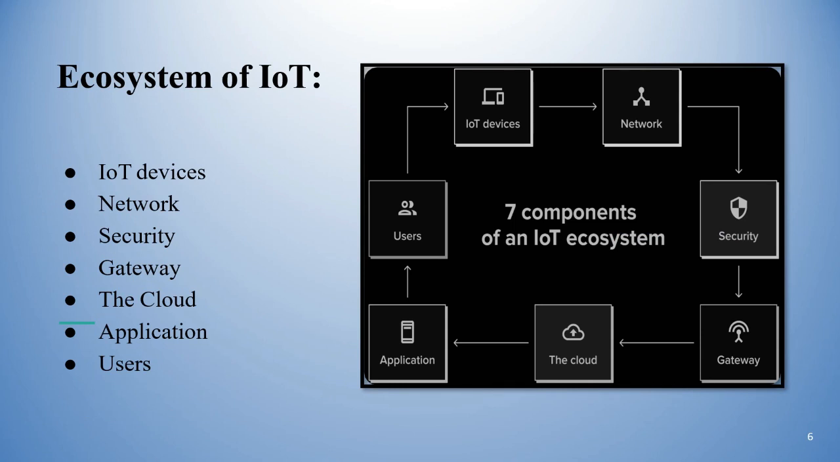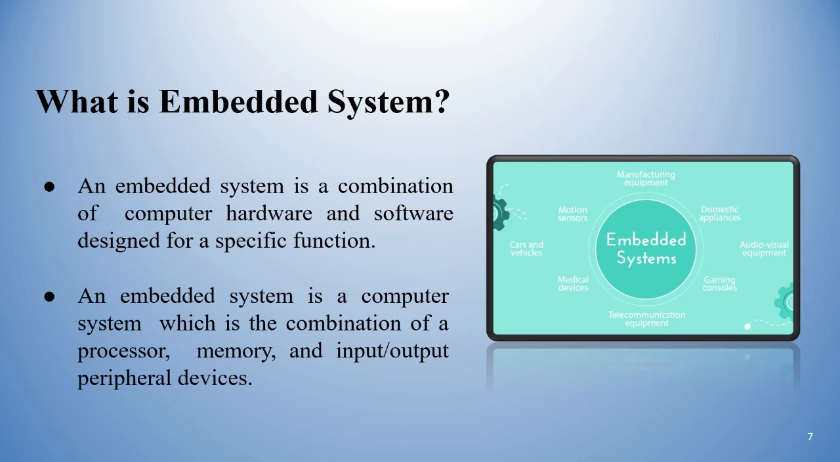Ecosystem of IoT. IoT has 7 components in this ecosystem. The first is the IoT device, from which we are going to handle the automation. Then next is network, and then security, which is very important in IoT. Then gateway, and then cloud, where we are going to store our information, and then application, and then user, who is going to use that IoT function.